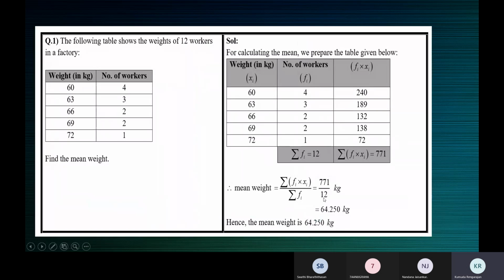So the quotient is 64.25, right? 64.250. That means 64 kgs and 250 grams. If you leave it as 0.25, you will read it as 25 grams. It's not 25 grams. 25 grams will be 64.025. 64.025 is 25 grams. 64 kgs and 25 grams.